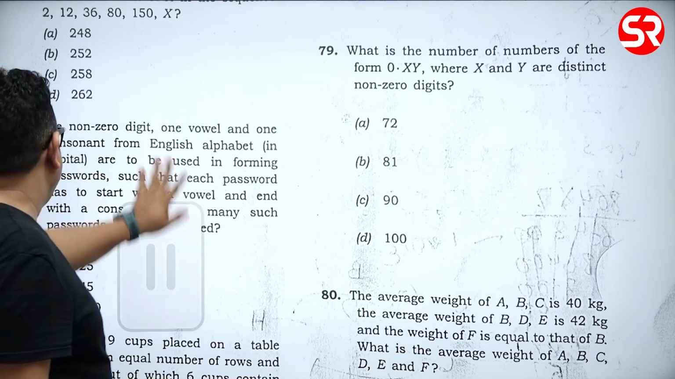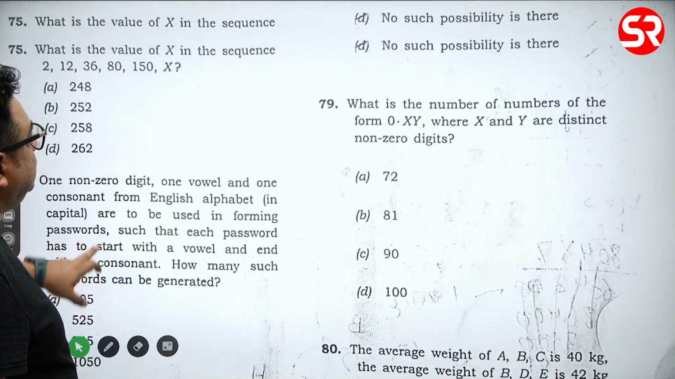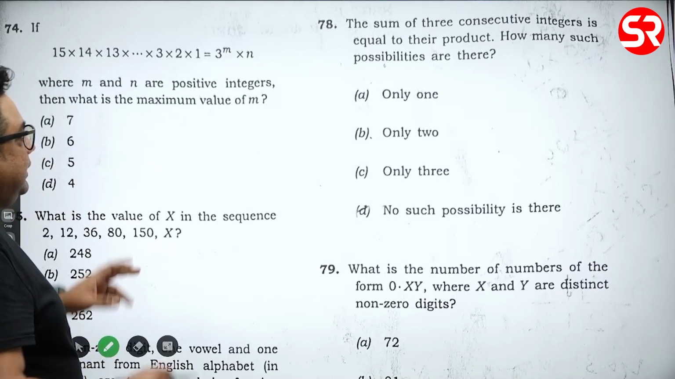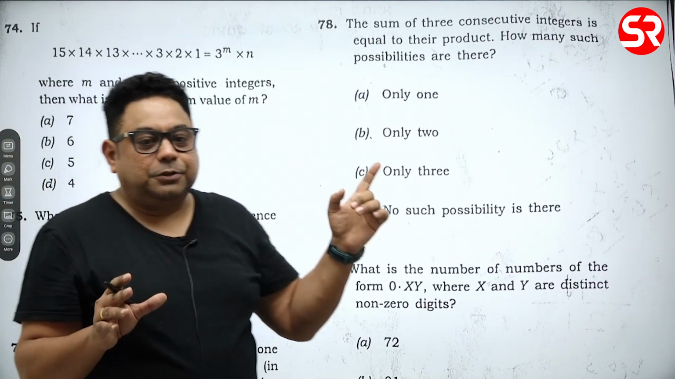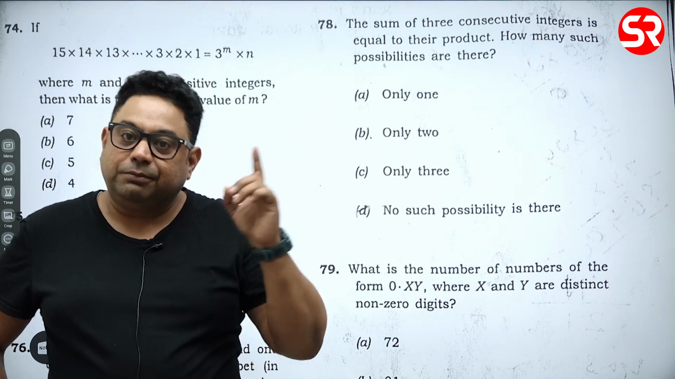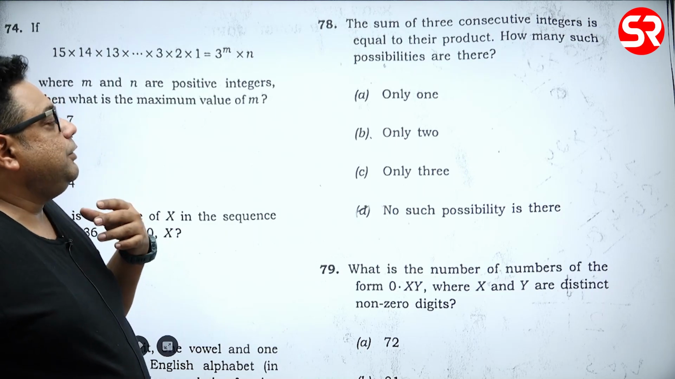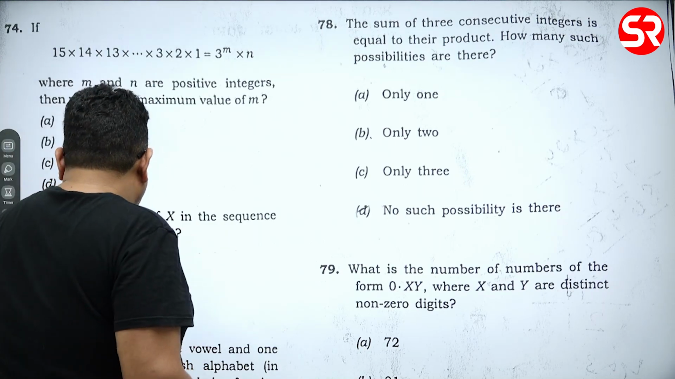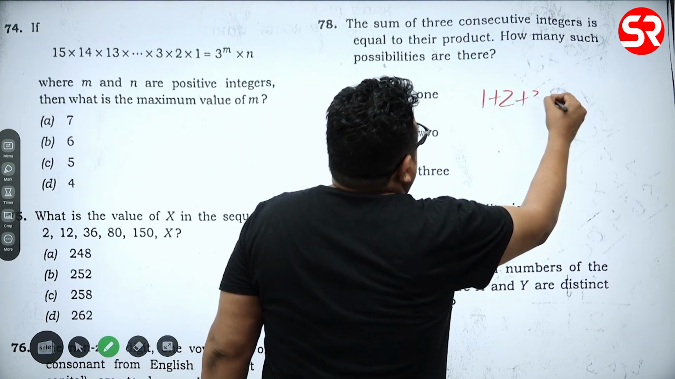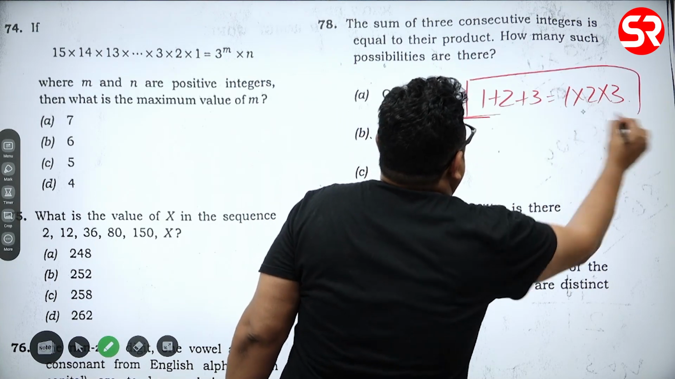There were questions that you should have sorted out easily. Not every question, but there were questions you should have sorted out easily. I think in the classes we had this discussion. Question number 78. I was very particular about it, if you remember it, right? The question says the sum of 3 consecutive integers is equal to their product. How is it possible? And I said that 1 plus 2 plus 3 is equal to 1 into 2 into 3.